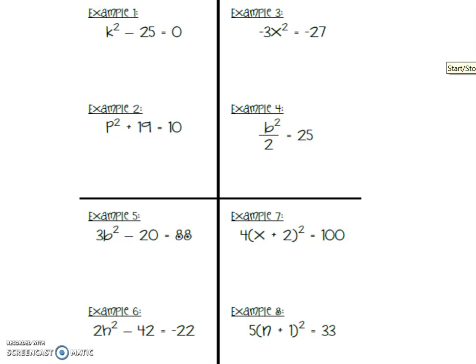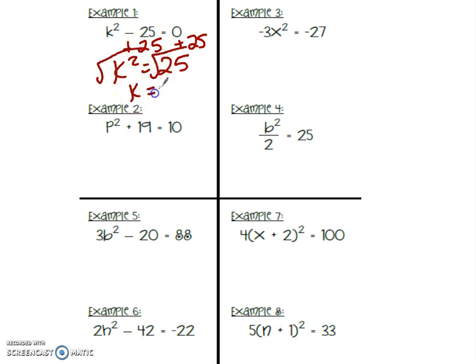So let's go into your foldable. This should be the second one that you've glued in today. All right, so we're going to do some examples together, and then I'm going to let you do some on your own. Okay, so let's look at example number 1. If I add 25, we get k squared equals 25. So we take the square root, which is the opposite. So k equals plus or minus 5. So your two answers are 5 and negative 5. Okay, so that's a pretty simple one.